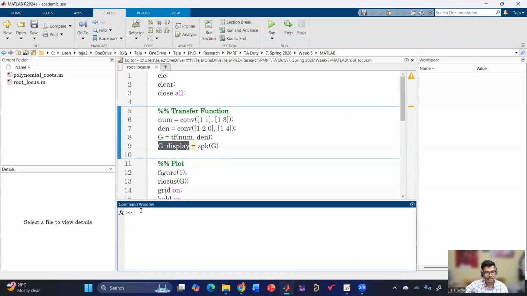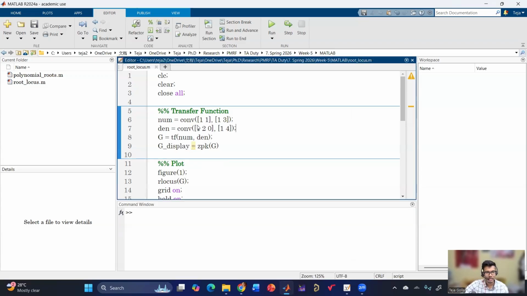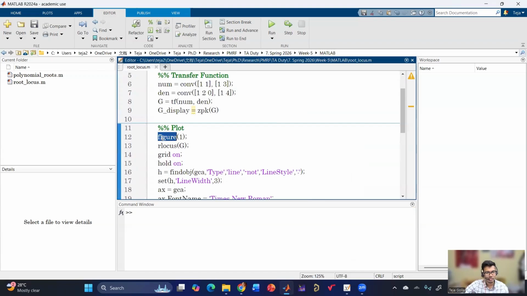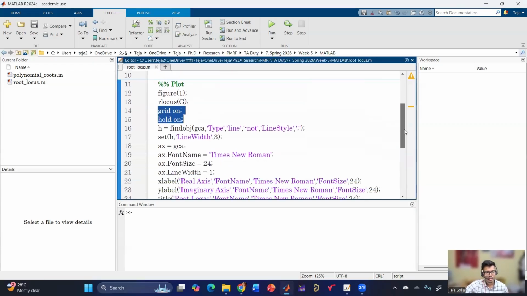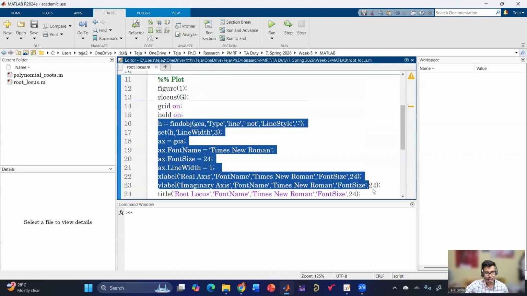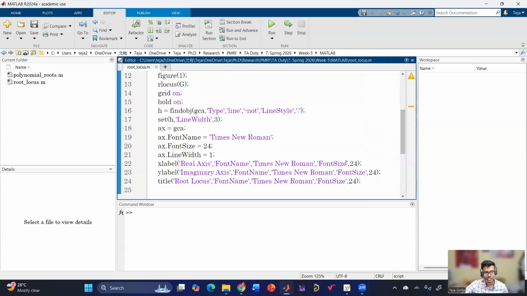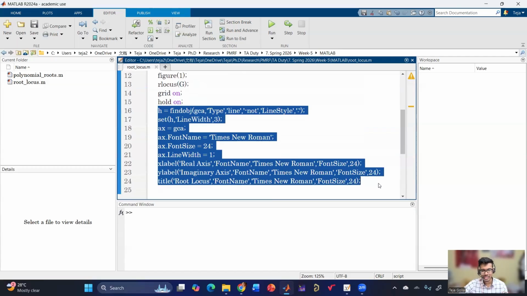G displays something in the command window, just to cross check whether my inputs are correct or wrong. Now I'll consider figure 1 to plot, and I will do rlocus of G. So root locus of this G, and then grid on and hold on, to add the grid, and hold on because we are trying to do something. And these are just different types of commands to set the Times New Roman font and font size as 24 and width. So these are just to play with the settings of the graph.